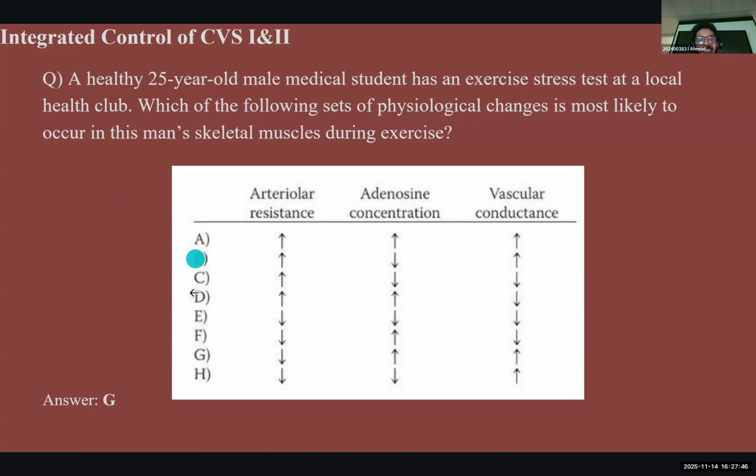So that means A, B, C, D, all of them could be eliminated. We're focusing now on E, F, G, and H. تمام? After that, adenosine concentration. Now, what is adenosine? Dr.